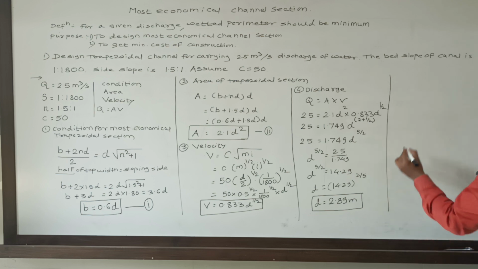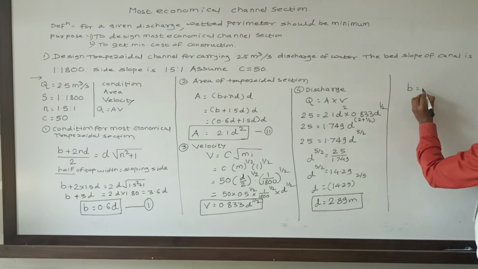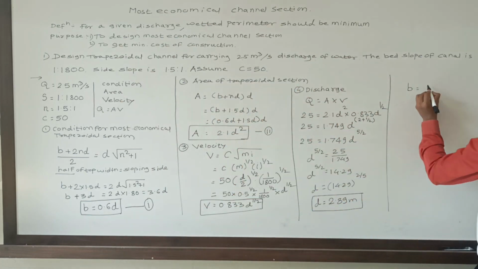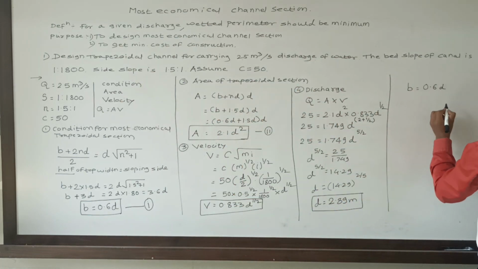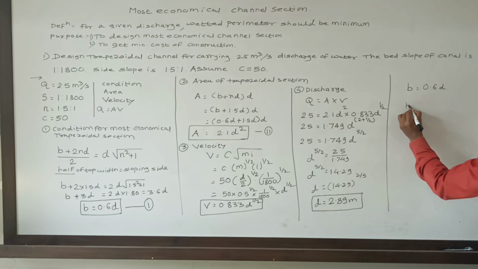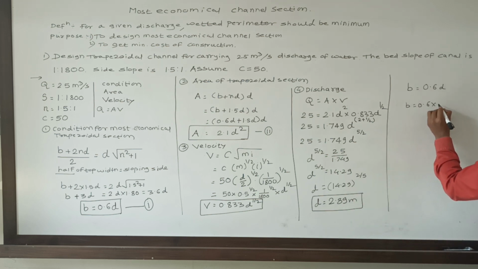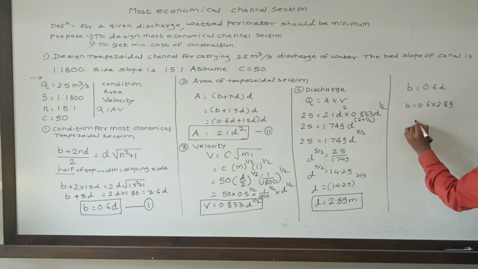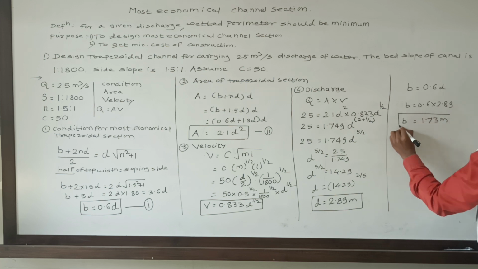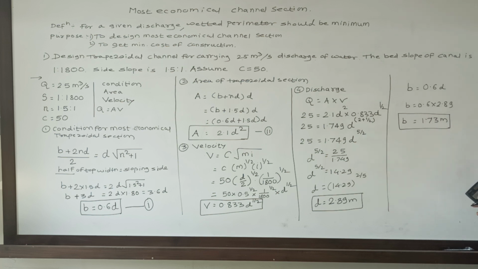Again we can get the value of b. We will use this relation to calculate b. B is equal to 0.6 d. So we will put the value of d, 2.89, in this equation. So b is equal to 0.6 into 2.89, and we will get 1.73 meter. So those are the dimensions of the most economical trapezoidal section.